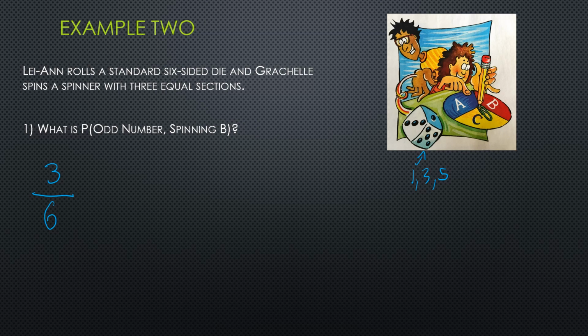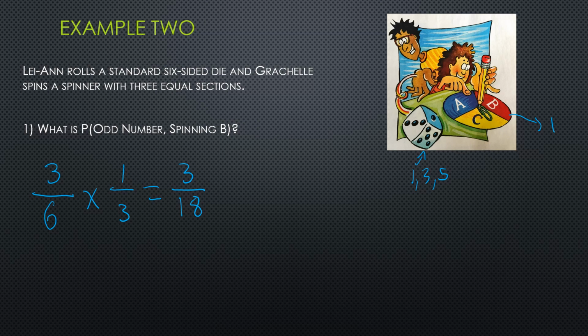We're going to multiply that probability by the next event, which is spinning the 3 equal section spinner. And it's saying spinning a bee. Well, we can see that there's just one bee there, so our favorable outcome is 1. And their total outcomes, A, B, and C, there are 3 total outcomes. So if we're going to multiply this together, we would have 3 times 1 is 3, and 6 times 3 is 18, giving us a 3 of 18 probability of getting an odd number and spinning a bee.